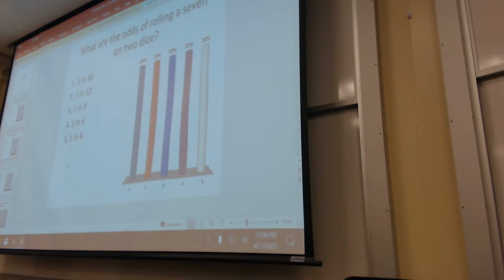And who knows what I could ask you? I could ask you what are the odds of getting an even number on 2 6-sided dice. I could ask you what are the odds of getting something divisible by 3. All sorts of fun things we could ask.